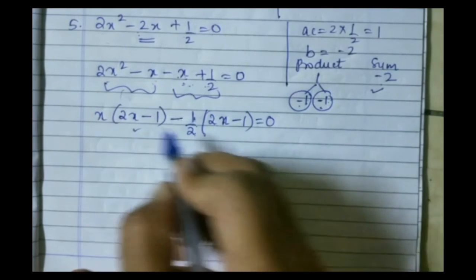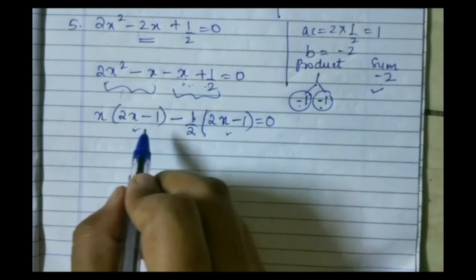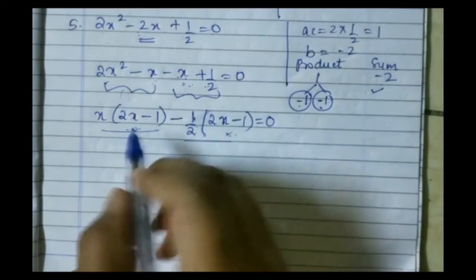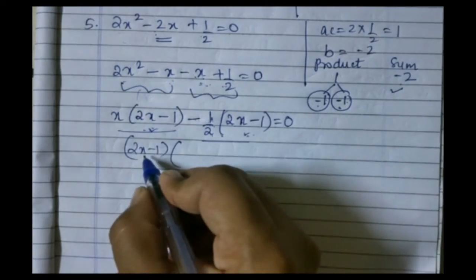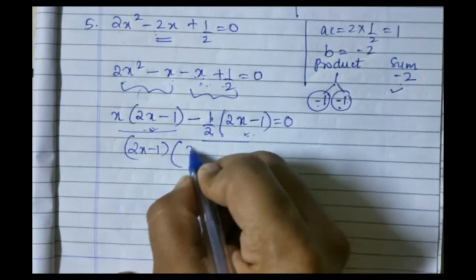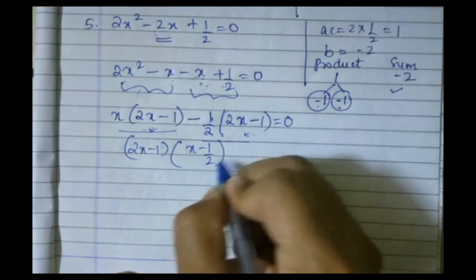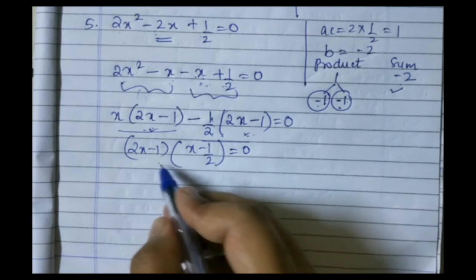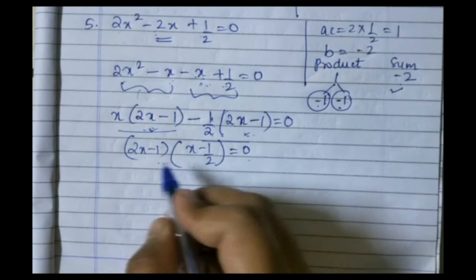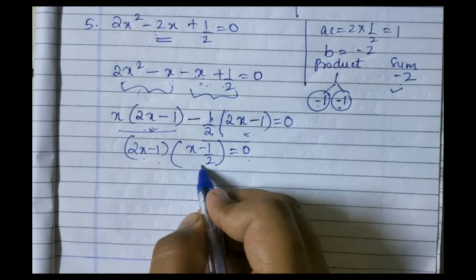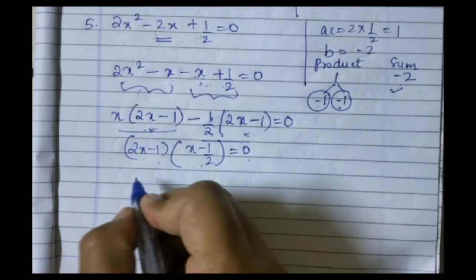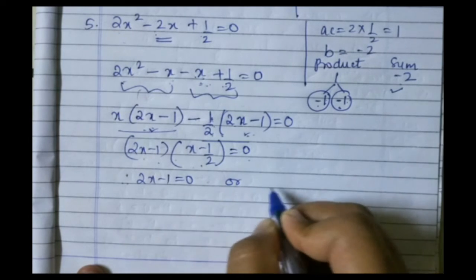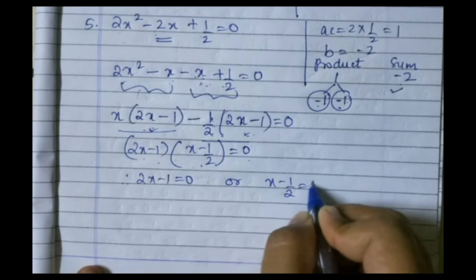Now as you can see, these two brackets are same, which I wanted. So out of these two parts, what is common is 2x minus 1, and what is remaining is x minus half equal 0. So both the parts are equal to 0. So either 2x minus 1 is equal to 0 or x minus half equal to 0. So I write therefore 2x minus 1 equals 0 or x minus half equal to 0.